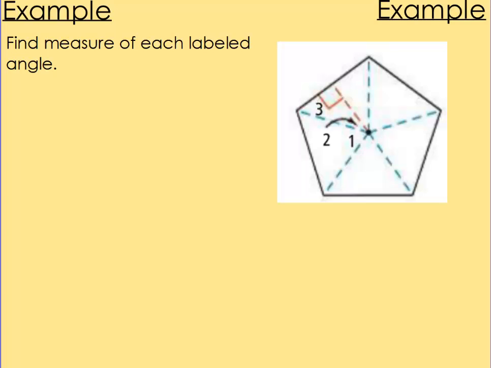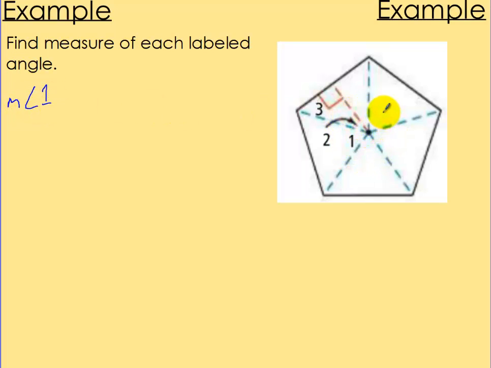Pause the video. I have to find the measure of each labeled angle: angle 1, 2, and 3. Notice I have a pentagon right here. Let's find the measure of angle 1 first.